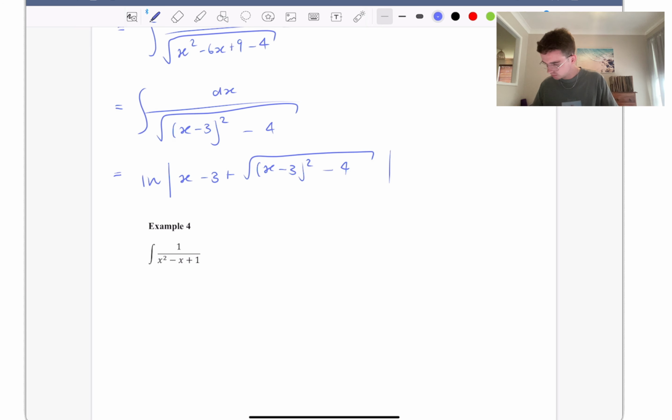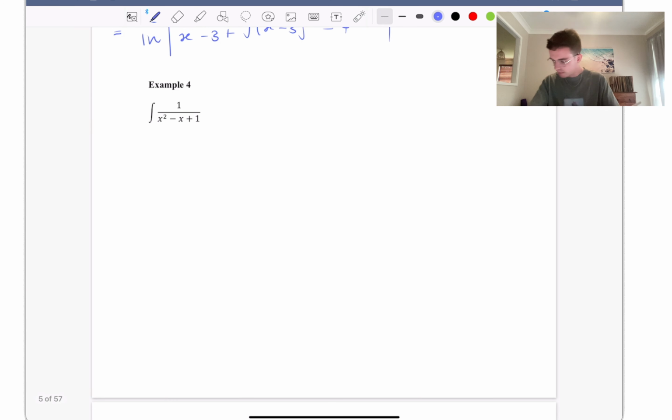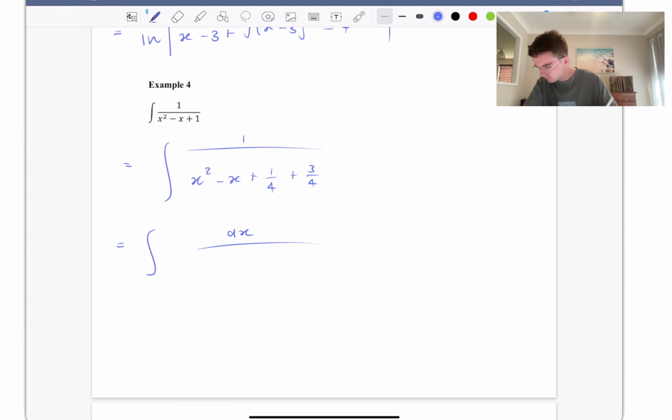Okay. Example number 4. So we're completing the square, but it's not as pretty. So this is the integral of 1 over x squared minus x, and this time it's going to be plus a quarter. But if we add a quarter and we want to get to 1, we need to add another 3/4. So this is the integral of dx over x minus a half squared plus 3/4.